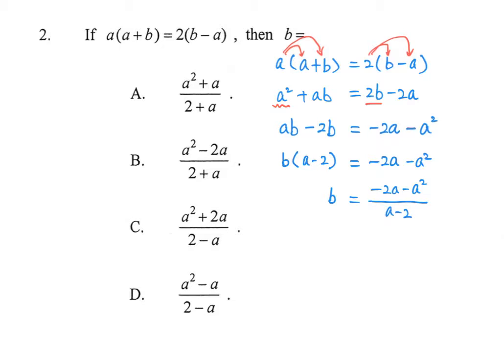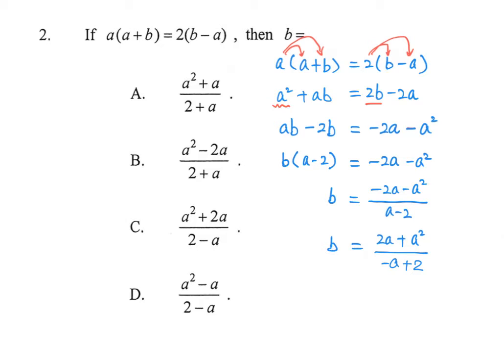In the numerator, both terms are negative. You can change it to positive, which is 2A plus A squared. When you change to positive, it means that you put the negative sign in the denominator. So when you put it in the denominator, positive A will become negative A, and negative 2 will become positive 2.